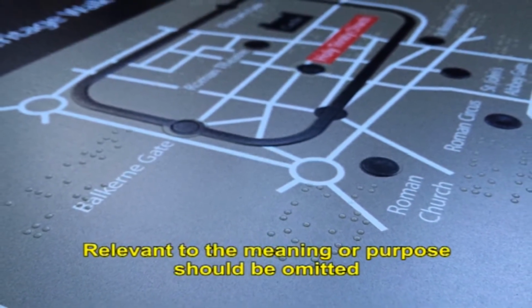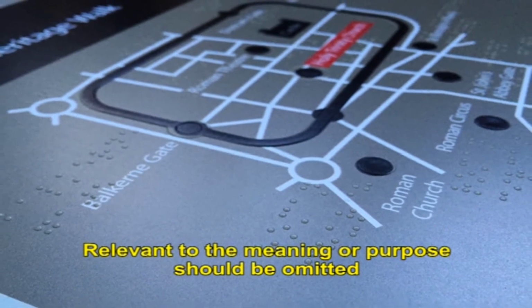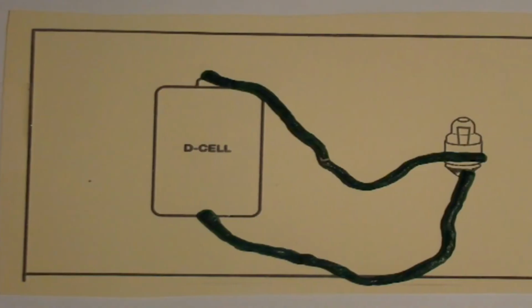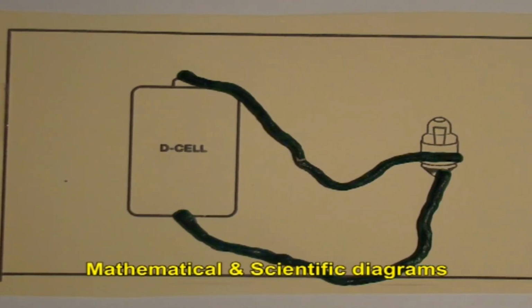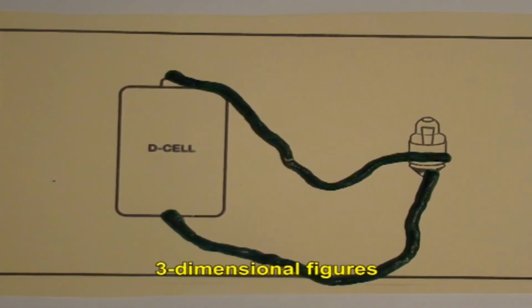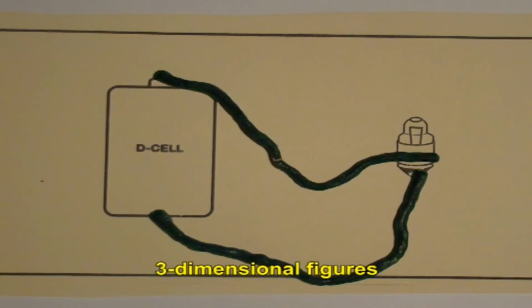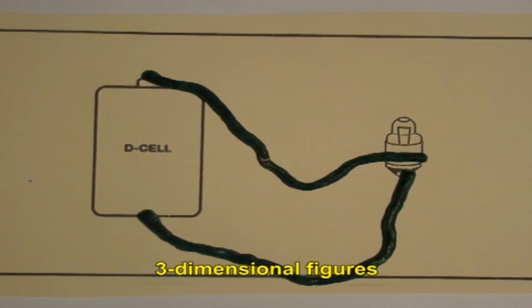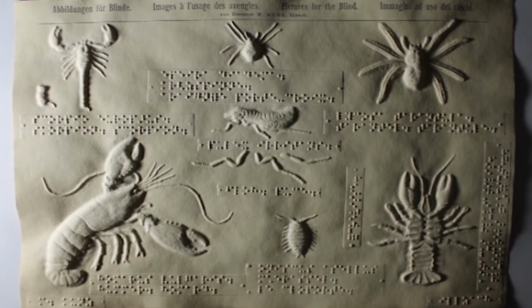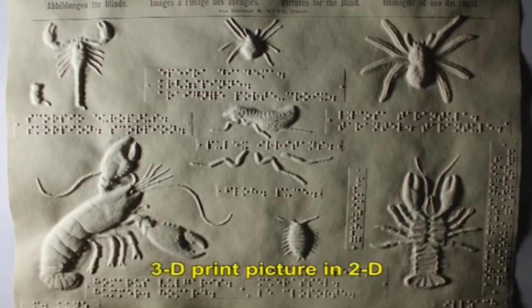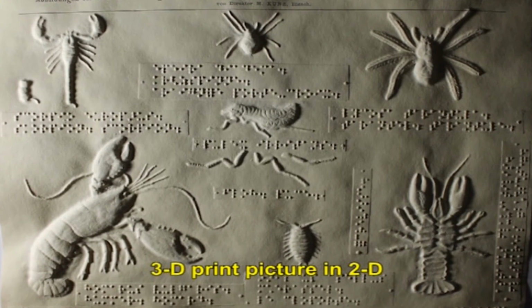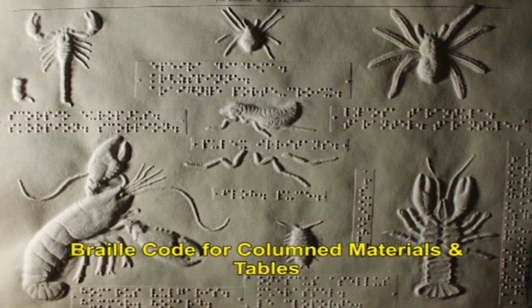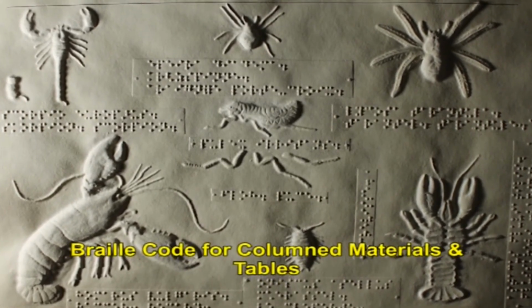Graphics should be redrawn in 2 dimensions where possible, with the exception of some mathematical and scientific diagrams. Replace 3-dimensional figures with cross sections or front, side, top views whenever possible. Look for perspectives that allow you to redo a 3D print picture in 2D. In cases where a graphic has been replaced by a table or chart, use Braille code for columned materials and tables.